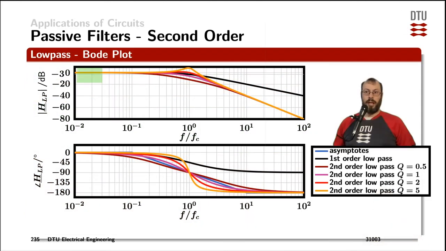So we have the passband at low frequencies, the stop band when we are suppressing the signal. And here we are comparing it to a first order filter, the black line from the first order filters that we have seen previously. But then a second order filter also has the area of the resonance in between, which depends a lot on what quality factor we are looking at.